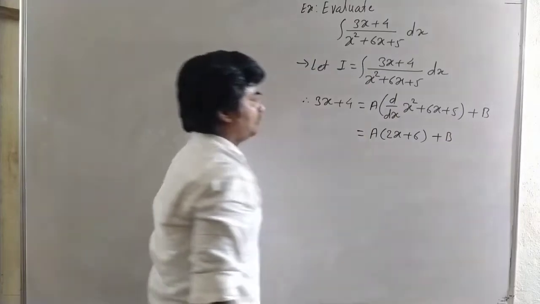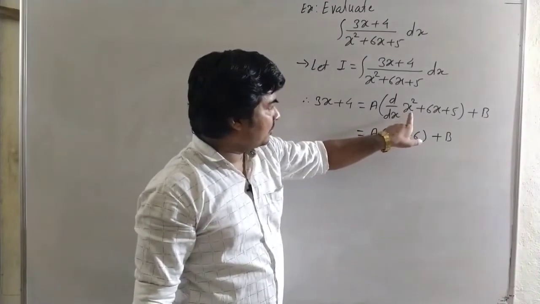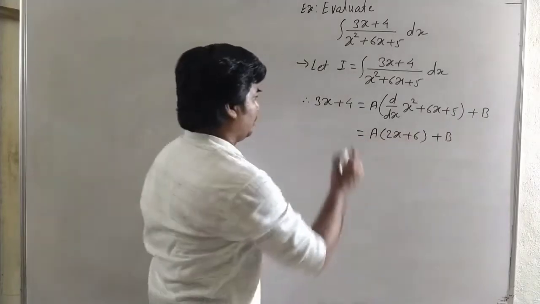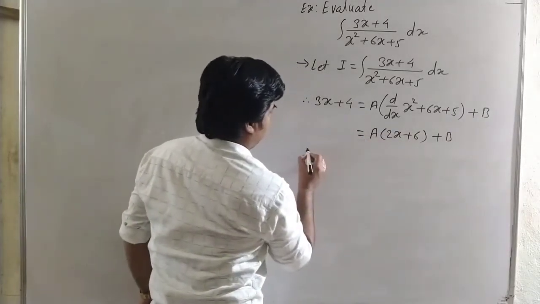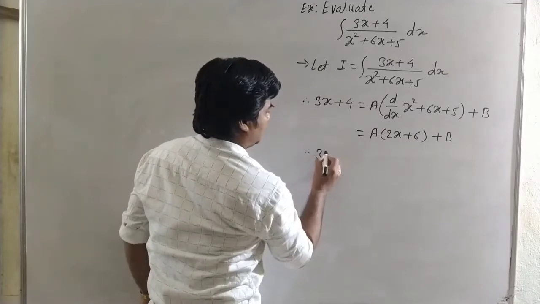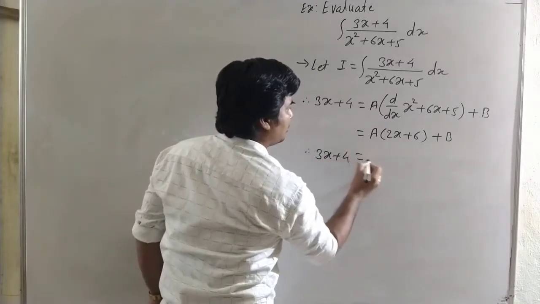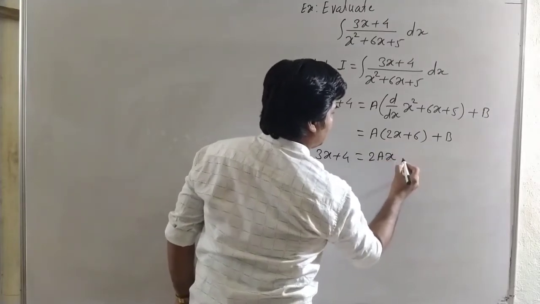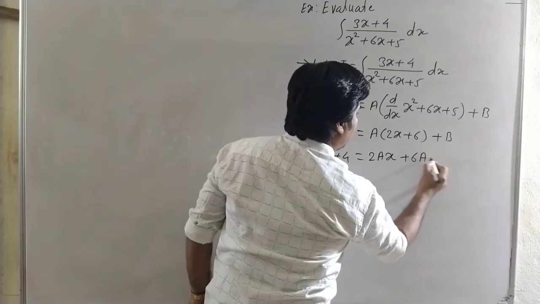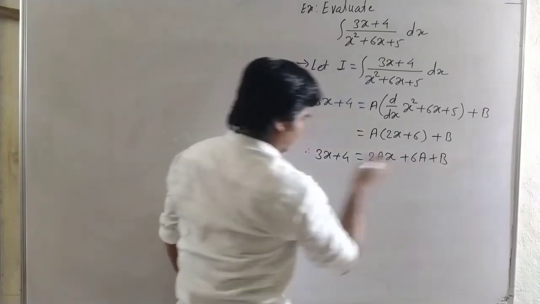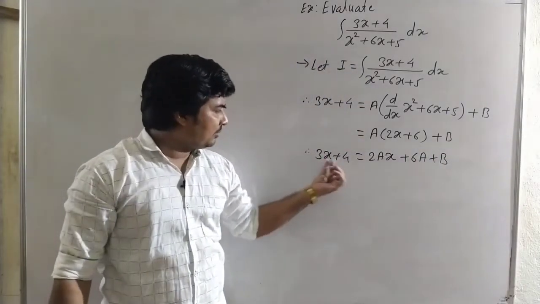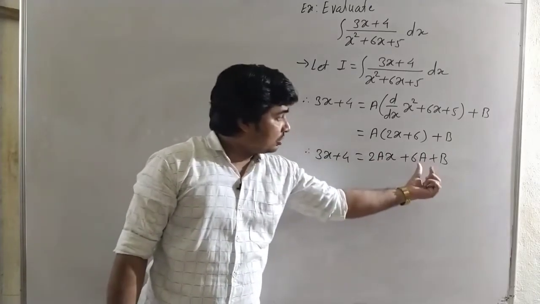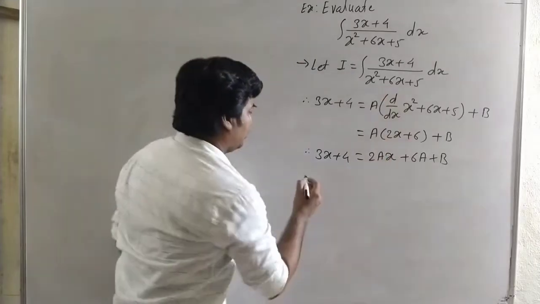See carefully. The derivative of the quadratic function x square is 2x, the derivative of 6x is 6, and the derivative of 5 is 0. Then here we can write 3x plus 4 is equal to 2ax plus 6a plus b. Now compare both the equations. Here the coefficient of x is 2a and the constant is 6a plus b. Compare.